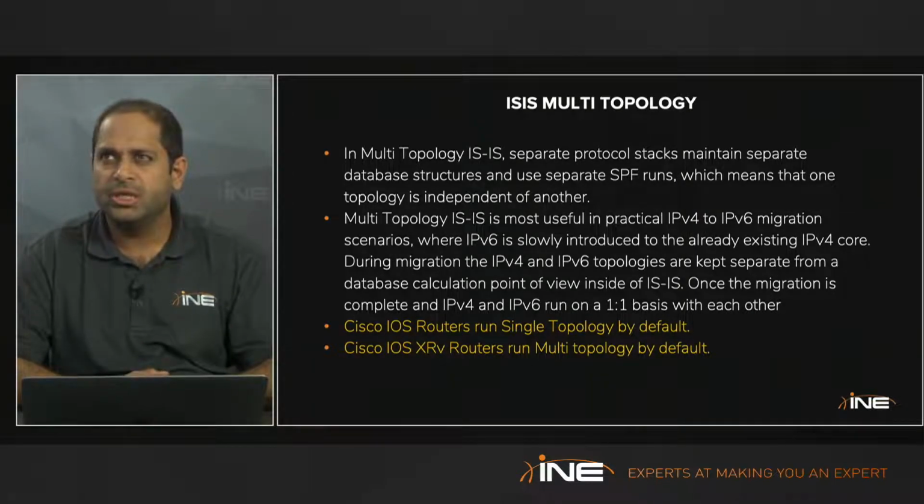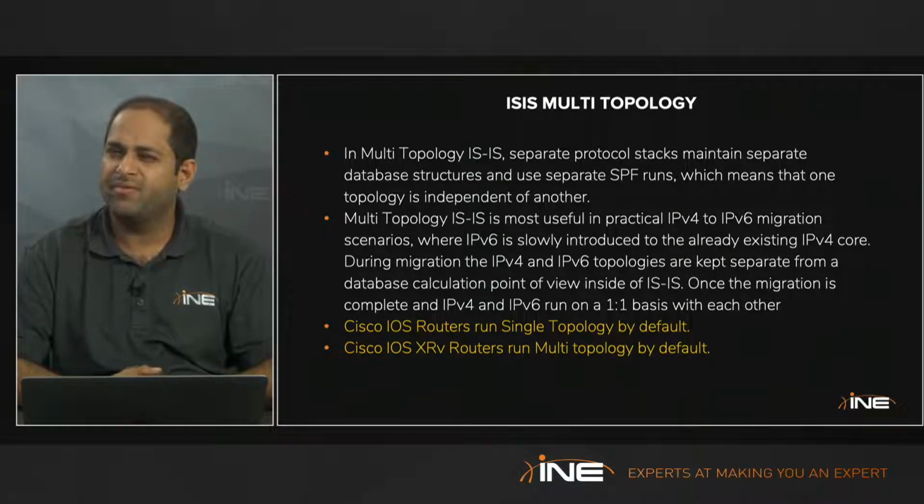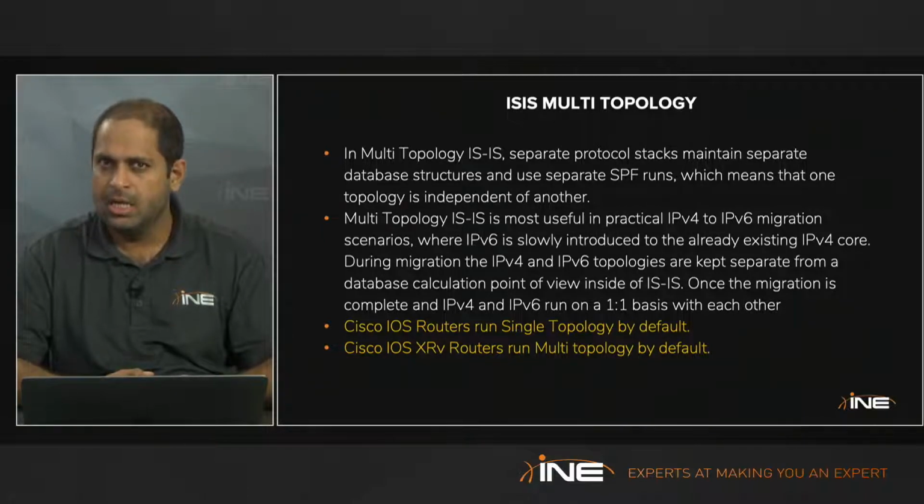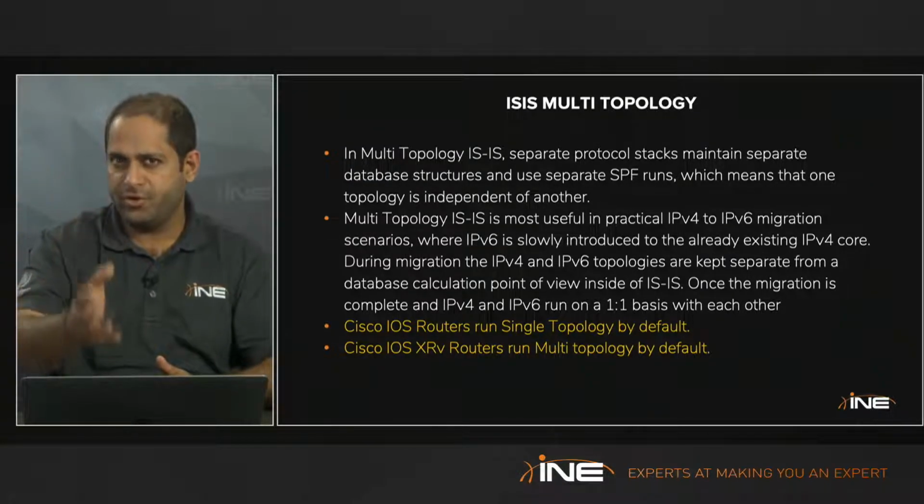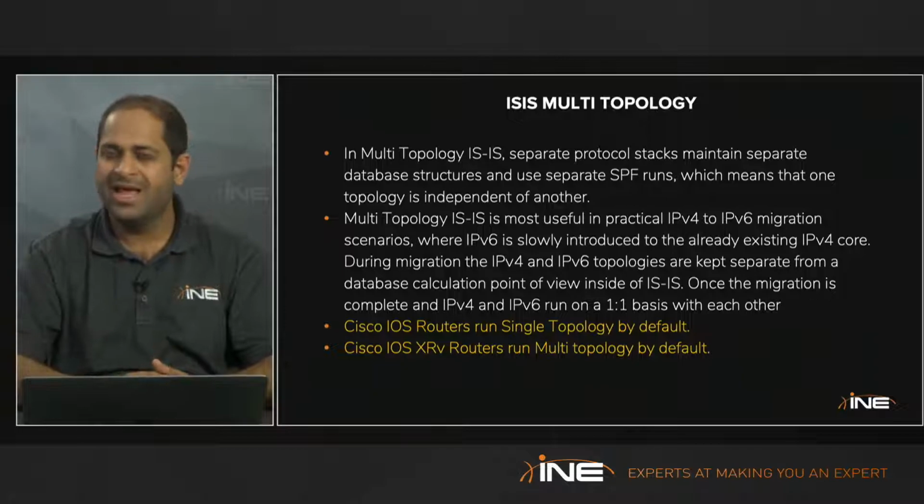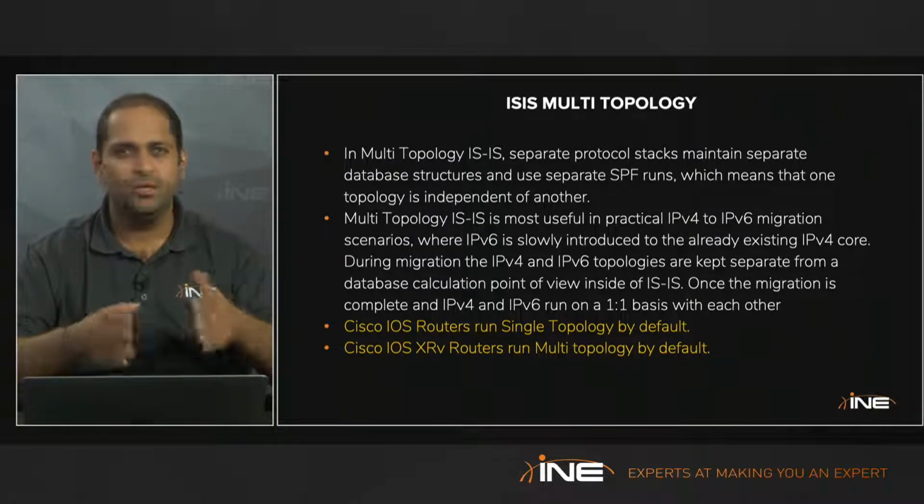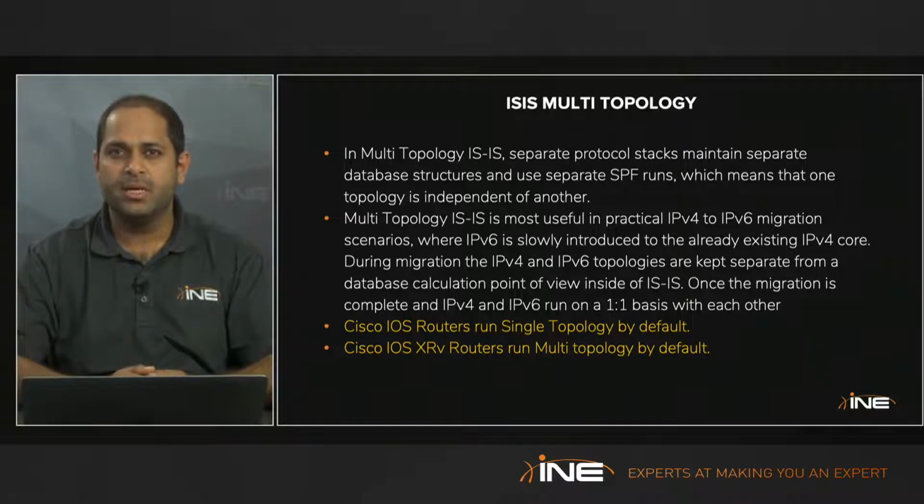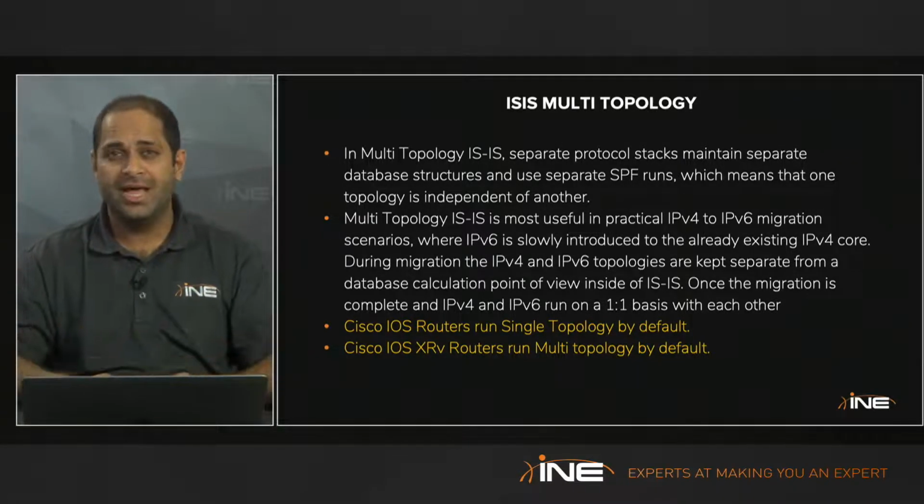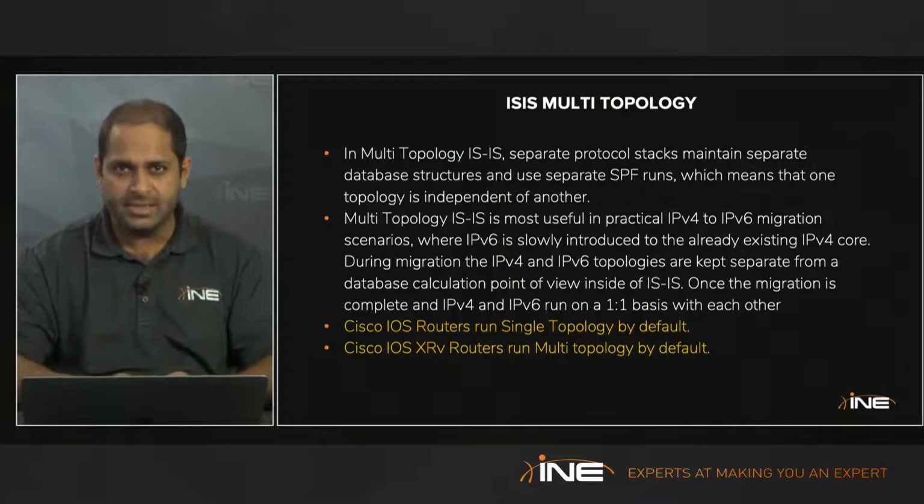Now, when would you normally run multi-topology? Typically, multi-topology is used when you have an IPv4 to IPv6 migration. So let's say you already had IPv4 and you want to slowly migrate to IPv6. So IPv6 is introduced into your network slowly. And while the migration is happening, you keep IPv4 separate, you keep IPv6 separate. Once the migration is complete, you can then move to single topology and have it on a one-to-one basis.